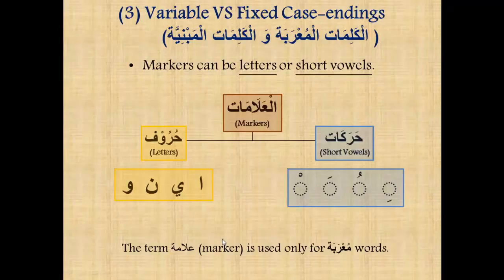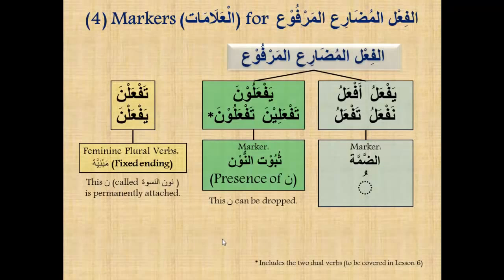So we are now ready to formally tackle case endings. Here are the case ending markers, the alamat for al-fi'l al-mudari' al-marfu', which we've covered in the last lesson. Now, the present tense can actually be broken down into three groups. The first group, taf'alna and yaf'alna. These are the verbs for hunna and antunna, the feminine plural verbs.